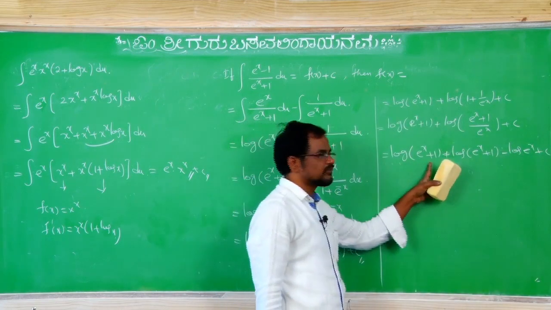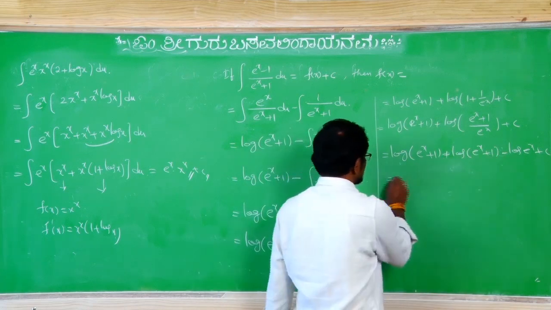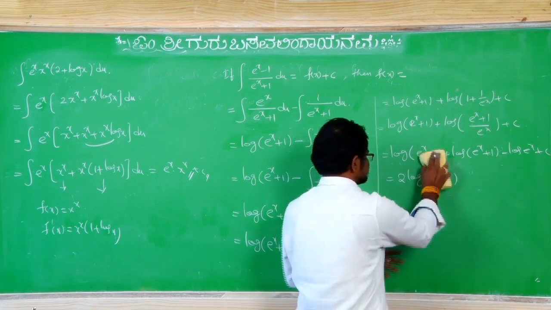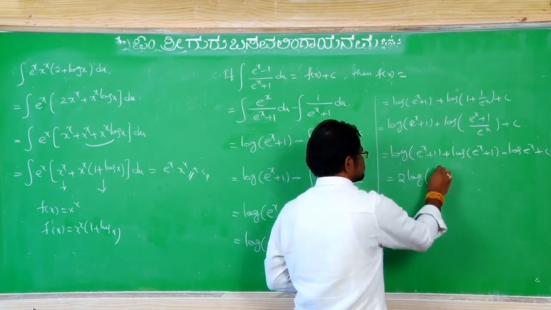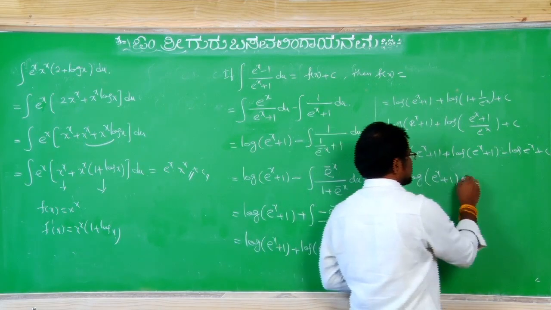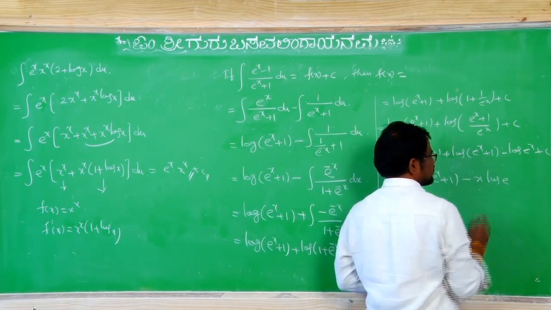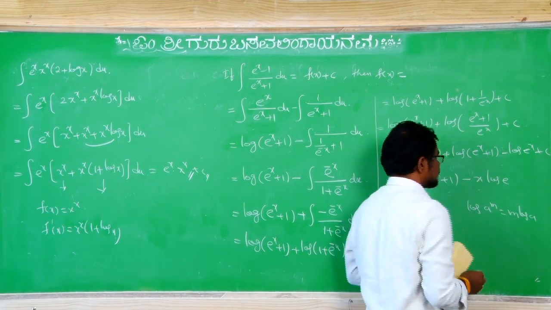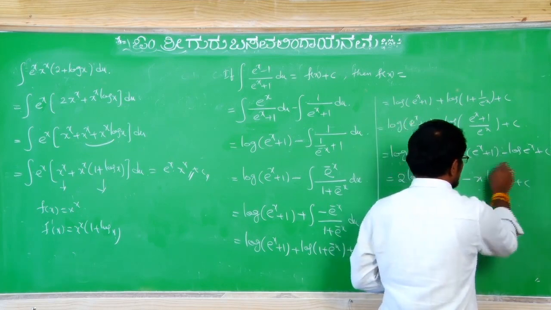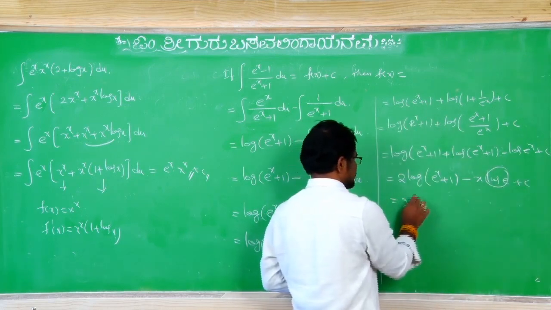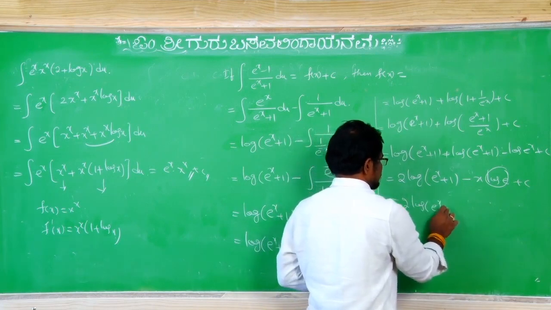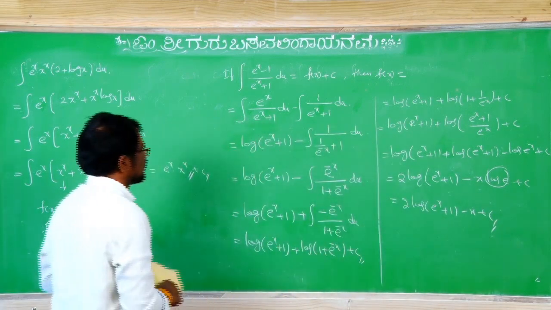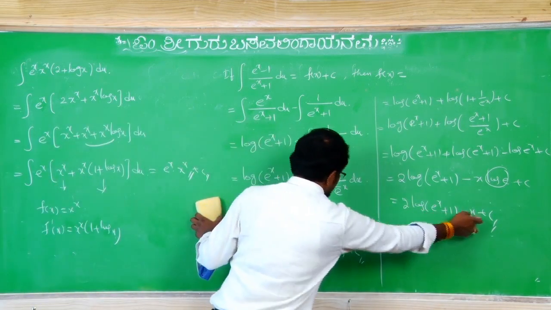By that formula, log of e power x plus 1 minus log of e power x plus c. So log of e power x plus 1 equal to 2 into log of e power x plus 1, and this can be written as minus x into log e. Like this, log of a power m equal to m into log a by this formula, plus c. Log e value is 1. So finally 2 log of e power x plus 1 minus x plus c. This is our answer, this is f of x: 2 log of e power x plus 1 minus x.